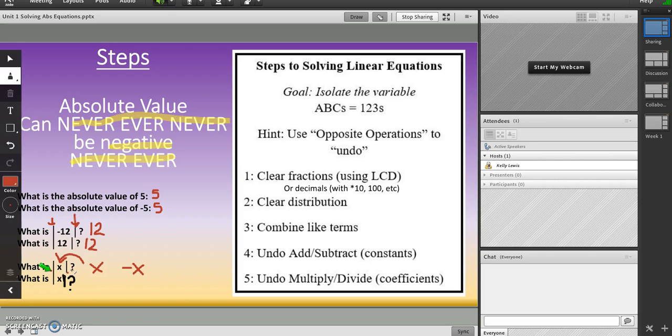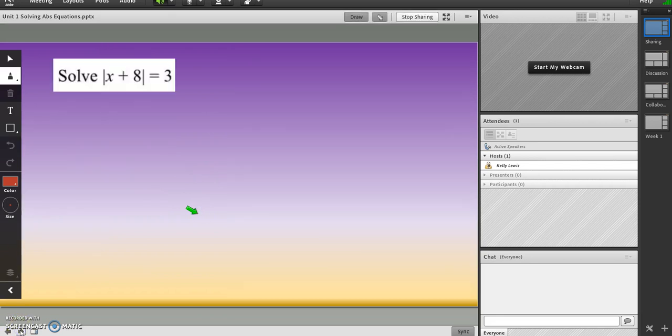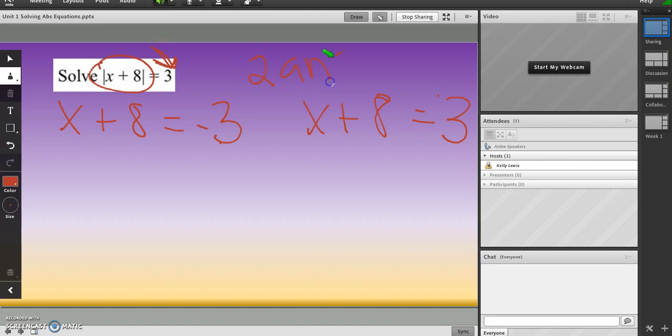So that's the big thing to take away from this. When we're trying to find the absolute value of something, you're going to have the positive version of it, and you're going to have the negative version of it. So let's answer some. Here we are, and what we're going to do is split it up into two equations. We're going to have x plus 8 equals negative 3, and x plus 8 equals positive 3. Because when we take the absolute value of negative 3, we'll get positive 3. And when we take the absolute value of positive 3, we get positive 3. So we're going to get two answers.